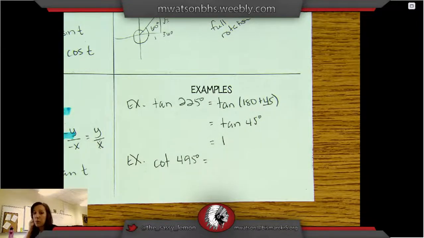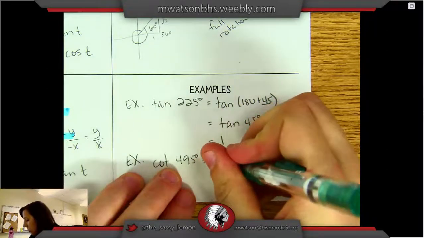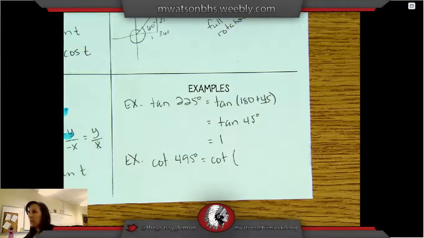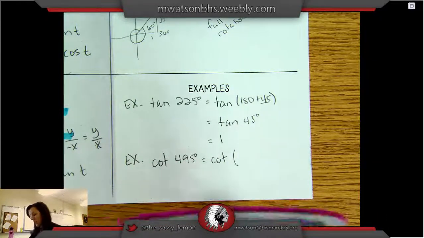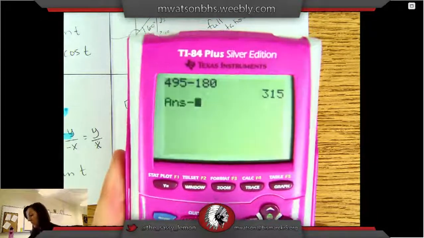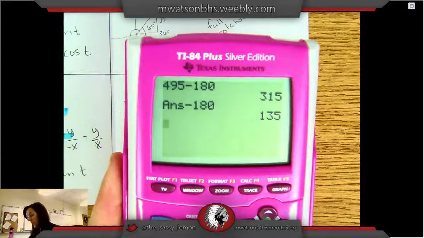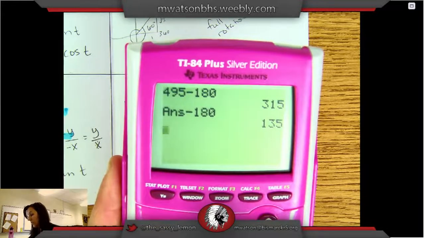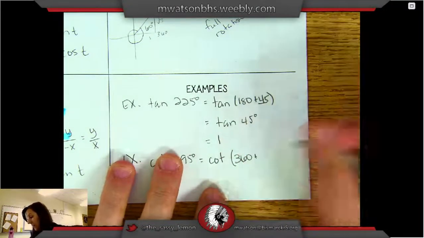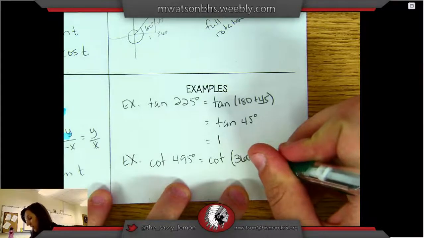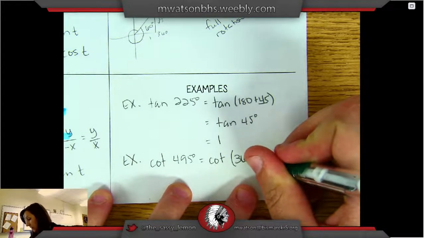So we're going to have to break off a big chunk there. We can say that that's equal to cotangent of, how many 180 degrees goes into that? I think I need a calculator. Okay, so 495 minus 180 minus another 180. So it goes into it twice. So we're going to break this into 360 plus whatever is left over, which is 135.